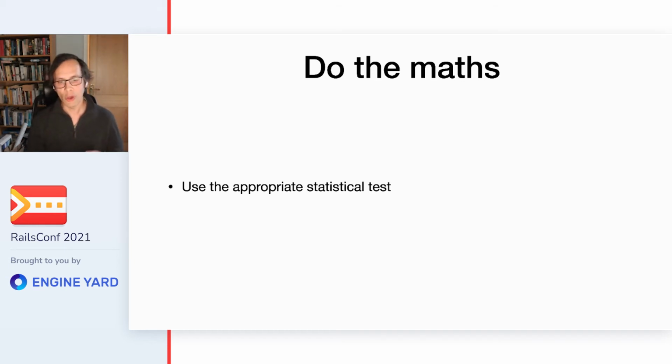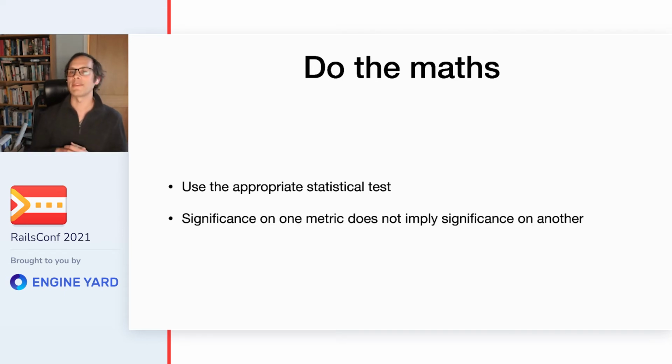And not only is it not the same, but it does not follow that if one metric has a significant result, that other metrics will have the same result. Significance on one metric does not imply significance on another. And where I've seen this the most often is people use a tool or a platform that can measure one kind of metric, but you're most interested in a different metric, and you kind of hope that because one is significant, the other is too. That's not right. It doesn't work.